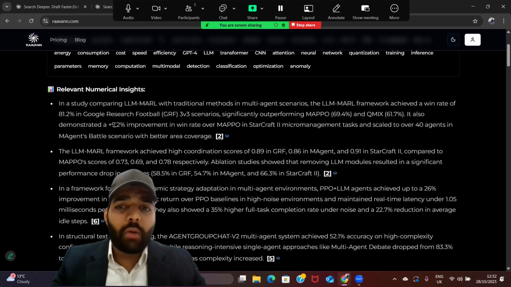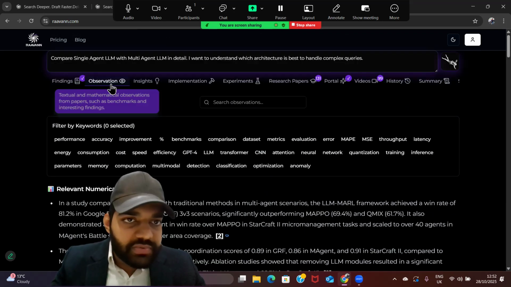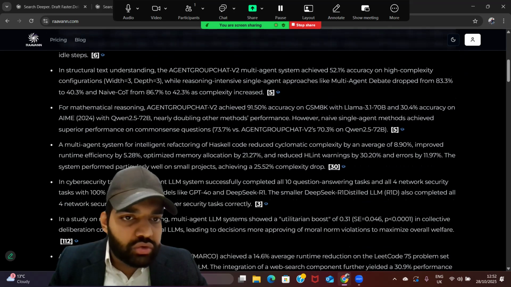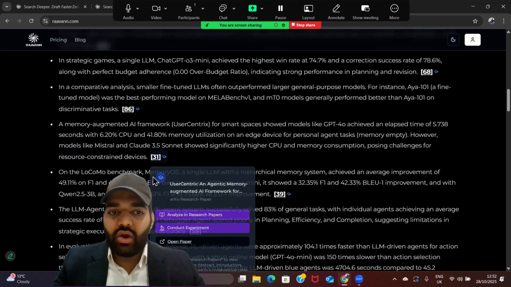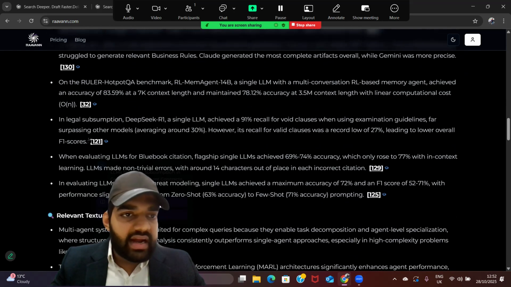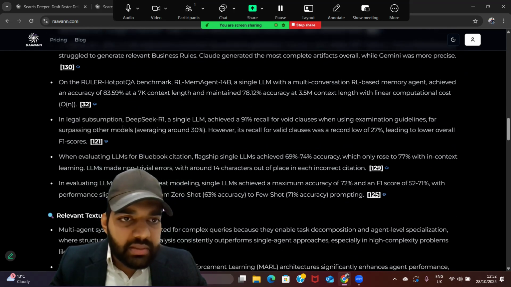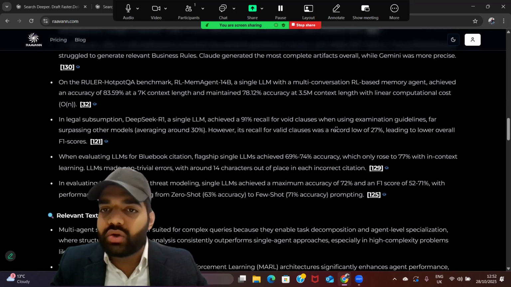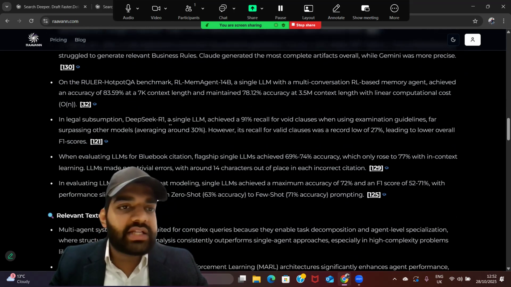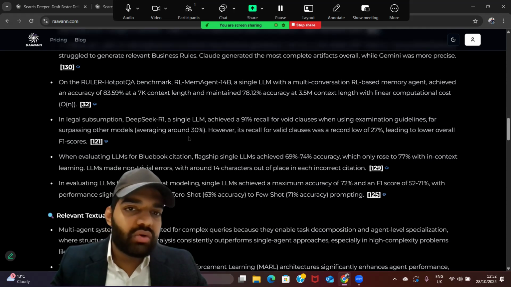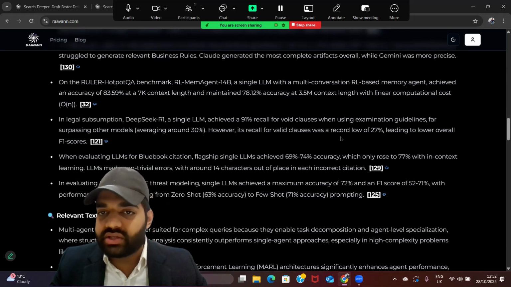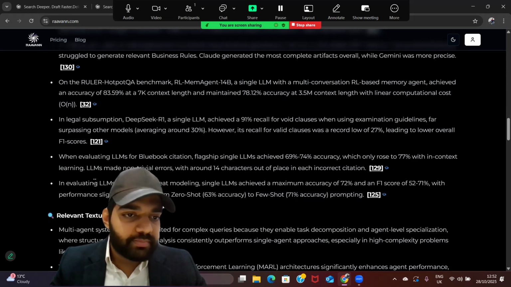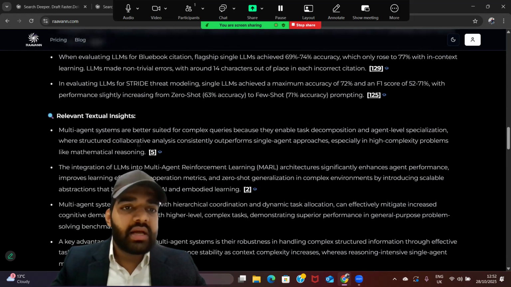So all the observations that we found from those entities, those relationships, are right in this observation section. We can look through it, like what it is. You can see a lot of observations, a lot of data, and each one is, for example, in legal subsumption, DeepSeek R1, a single LLM, achieved a 91% recall for void clauses when using examination guidelines, far surpassing other models, averaging around 30%. However, its recall for valid clauses was a record low of 27%, leading to lower overall F1 scores. So those were some numerical insights.